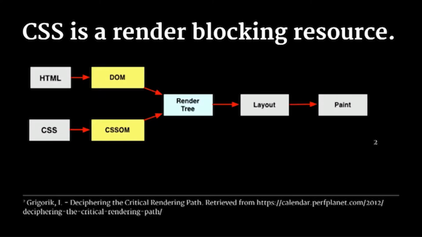So this is a CSS fact. It's a render blocking resource. These are all the steps the browser needs to take in order to paint pixels to the screen. So in order to paint, you must first calculate layout, and to calculate layout, the browser needs a render tree. The render tree is constructed using the document object model and the CSS object model. The fun fact is that the CSS object model cannot be built until the CSS from the very first line to the very last line is completely downloaded and parsed.